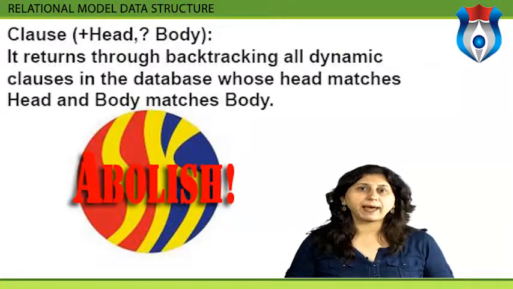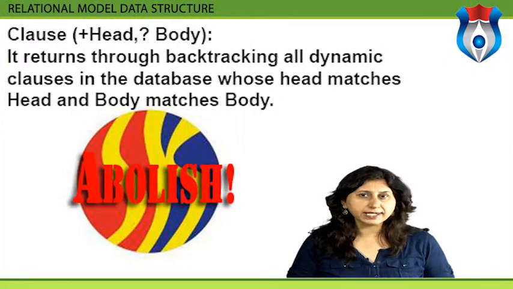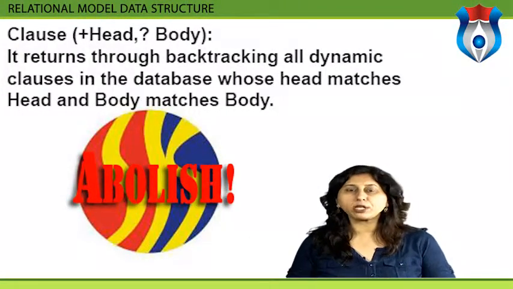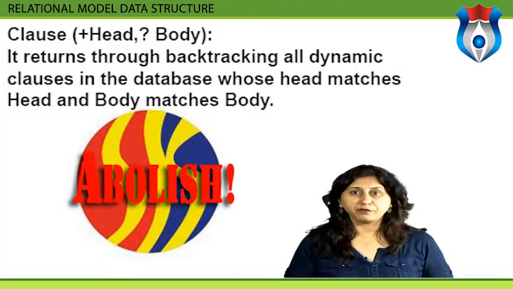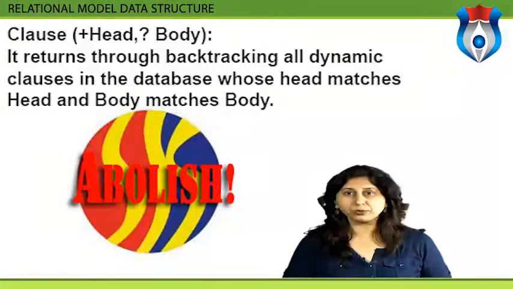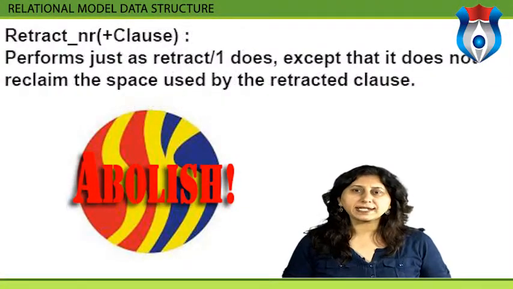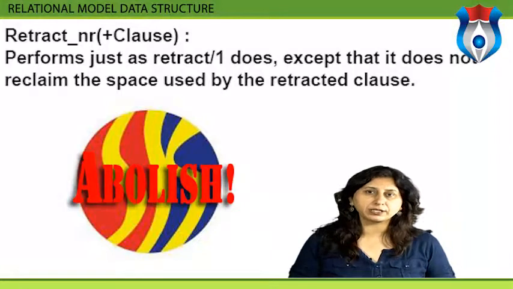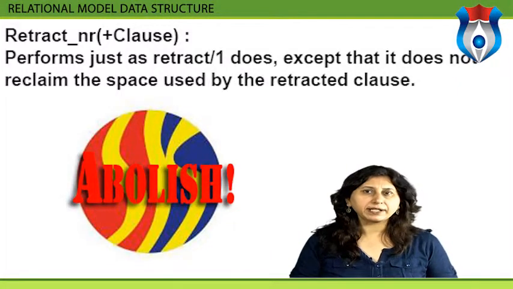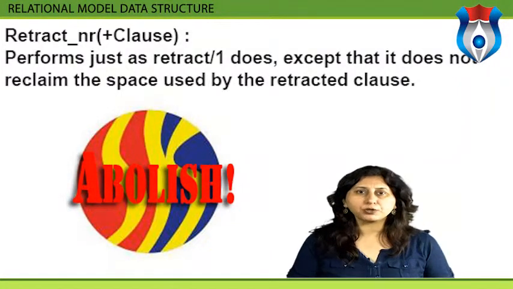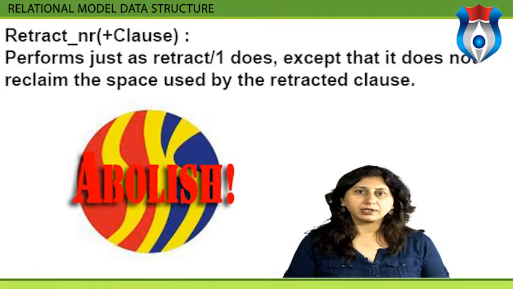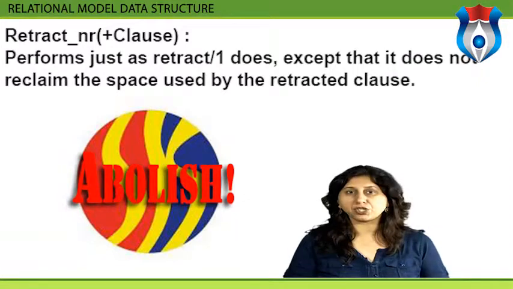It returns through backtracking all dynamic clauses in the database whose head matches head and body matches body. For facts, the body is true. It performs just as retract/1 does, except that it does not reclaim the space used by the retracted clause. This is provided to allow programmers to modify dynamic clauses while executing them, a practice that is discouraged.